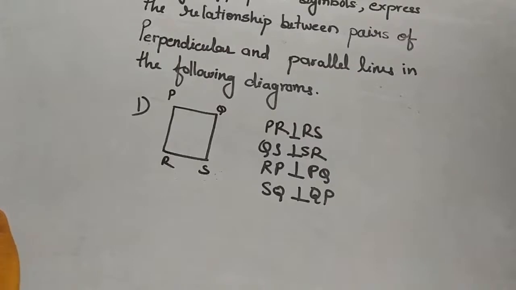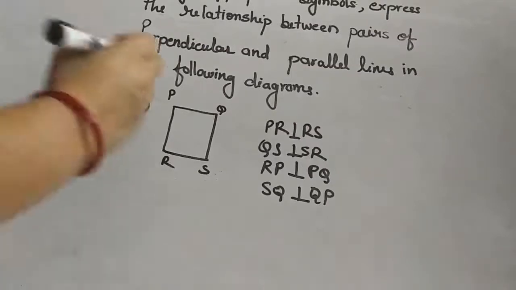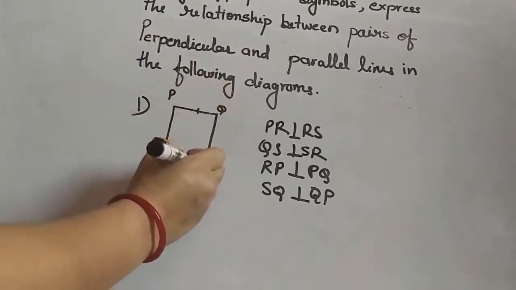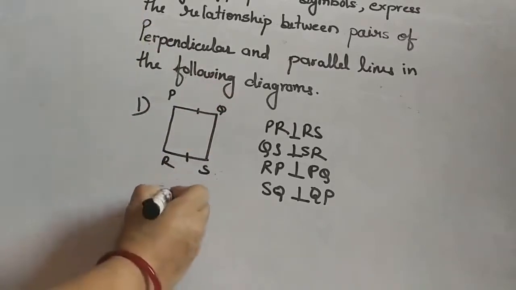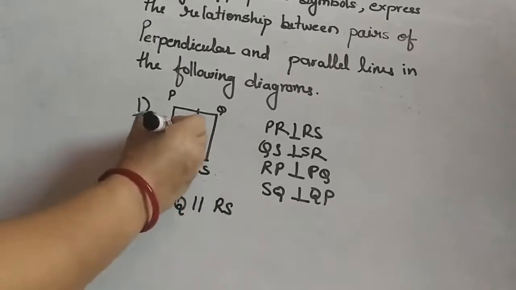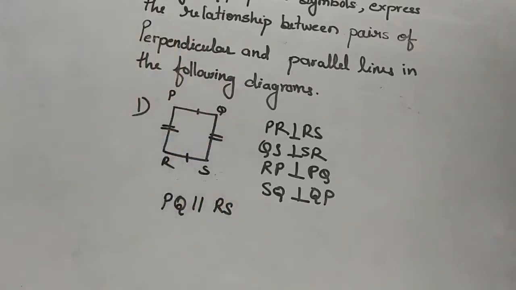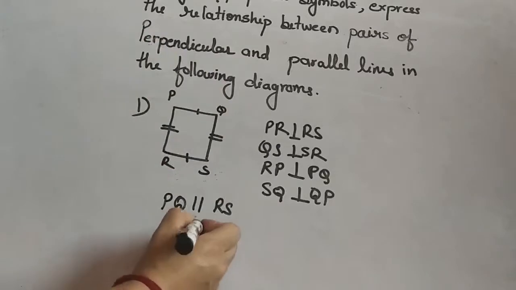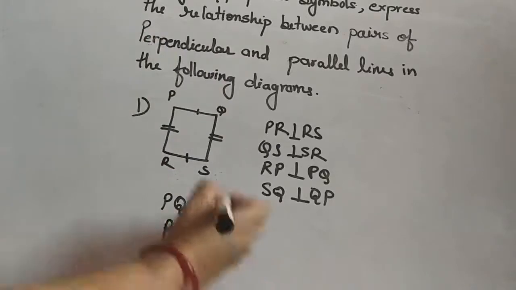Now parallel lines. PQ and RS are parallel, so we will write PQ is parallel to RS, like this. PR is parallel to QS.